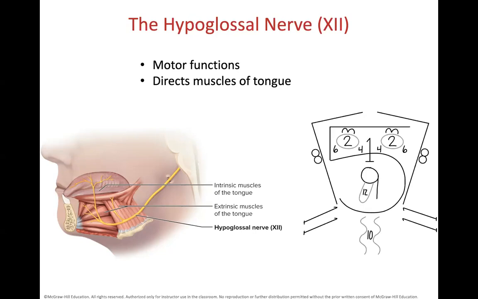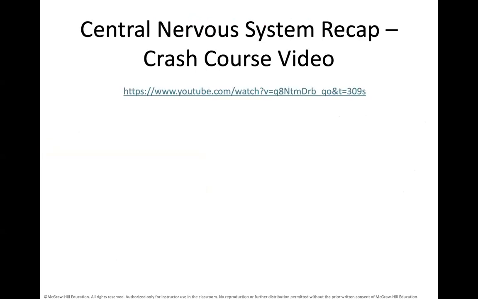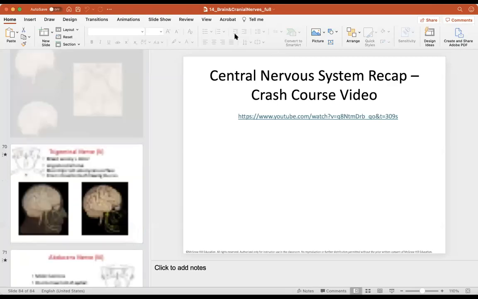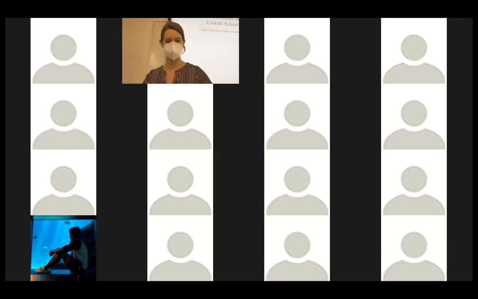But that wraps up the cranial nerves, and that wraps up basically that entire chapter, so all of chapter 14. There's a crash course recap video of the central nervous system, mostly the brain, not so much the spinal cord, but a brain recap video. So we're going to watch that now. And then that'll be it for the day. So hopefully this is a good review for you. Let me stop sharing with you guys on Zoom so you can see this.